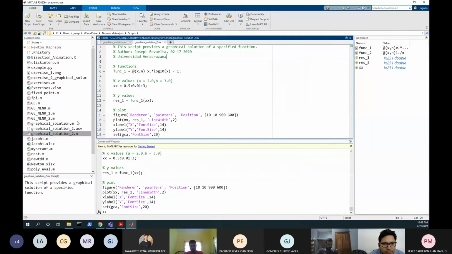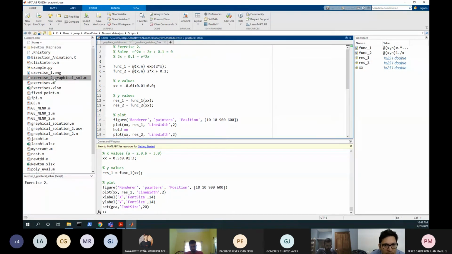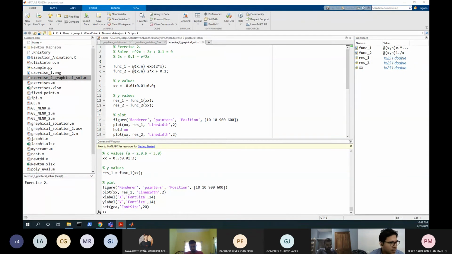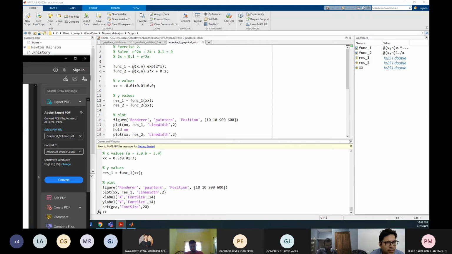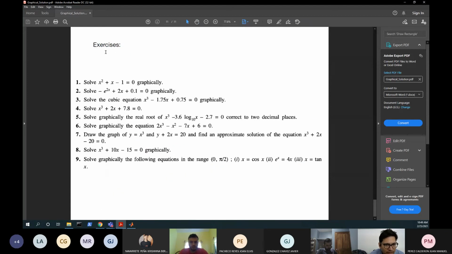For example, here. No, this is not the one. Hold on. I think I have it here. So the next thing that you have to do, this is your assignment. You already had the first assignment, so now you have this assignment. You have to solve all these equations graphically. Okay? This is your assignment.